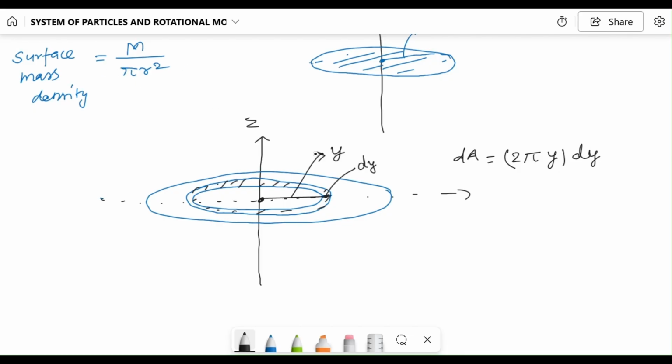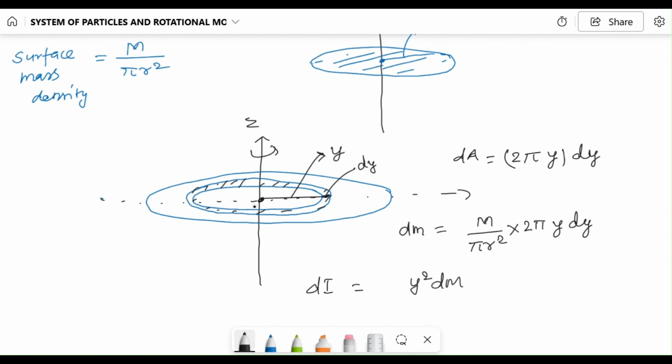So we can write for this rim, this elemental part, a small or infinitesimally small mass dm, which will be the density, m by pi r square, into 2 pi y into dy. And now I want to know what is the moment of inertia of this elemental ring. So this dI, moment of inertia, will be y square into dm, mass times this distance square.